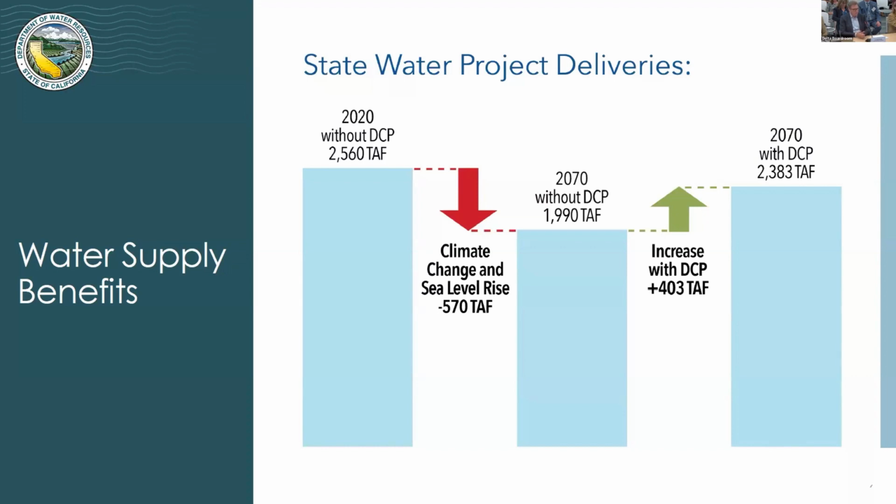So then what we're focusing in on in the economic analysis is the difference between the rightmost columns. The middle column is showing what happens in 2070 without the DCP. The far right column is what happens under those climate conditions with the DCP. And you can see the increase is about 403,000 acre feet. So we don't get all the way back to the current level of deliveries, but it goes a long way towards stabilizing water supplies in the face of climate change and sea level rise. And that provides the bulk of the benefits that we're measuring.